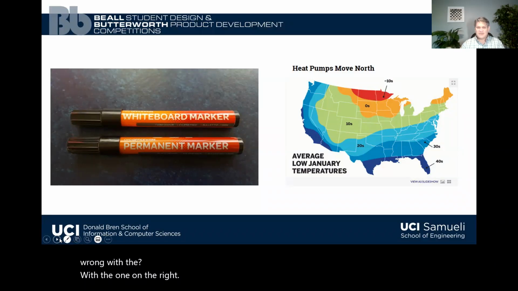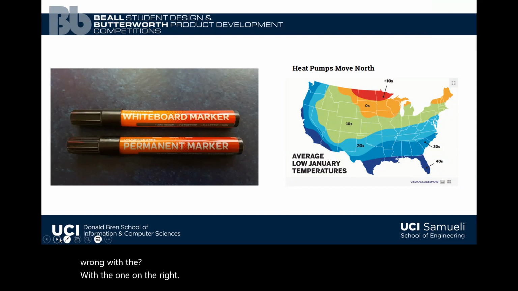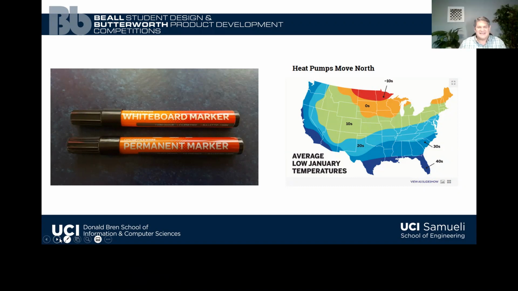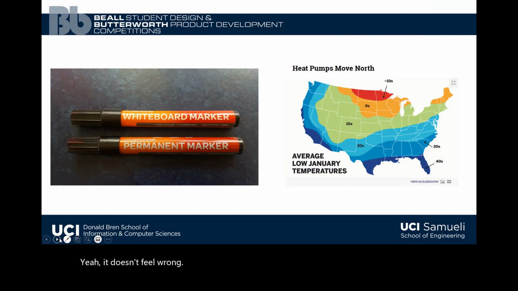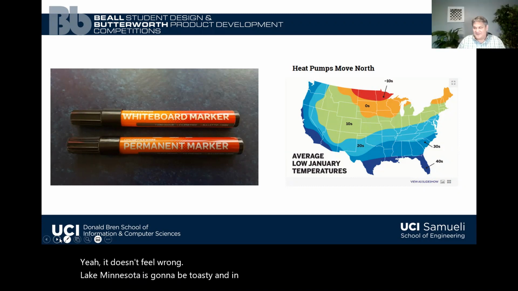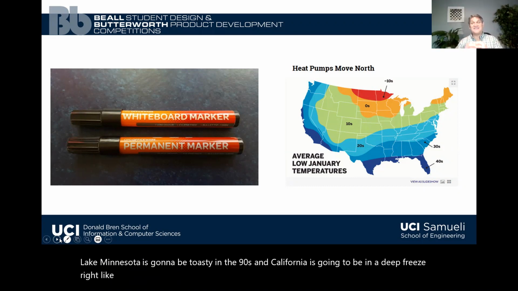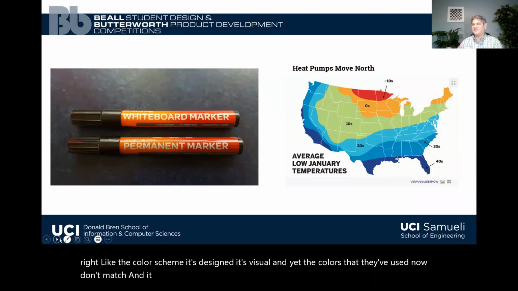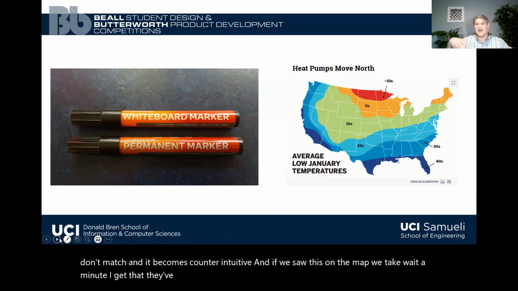Are the temperatures, like the colder it gets, the more blue, or sorry, the colder it gets red? Yeah, doesn't that feel wrong? That definitely feels wrong. Like Minnesota is gonna be toasty in the 90s and California is gonna be in a deep freeze, right? The color scheme, it's designed, it's visual, and yet the colors that they've used don't match and it becomes counterintuitive. If we saw this on a map, we'd say, wait a minute, I get that they've used colors, but the colors they've chosen don't feel right, right?